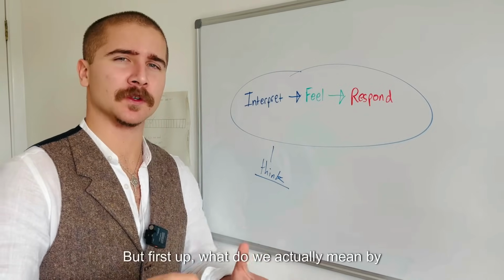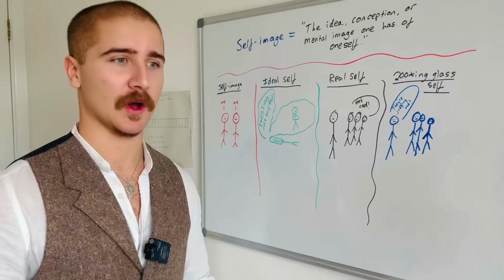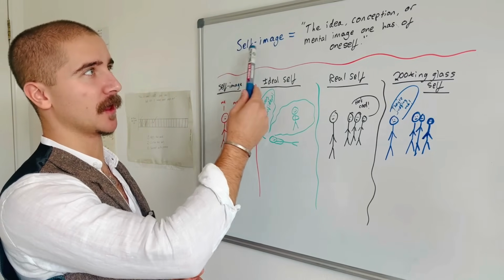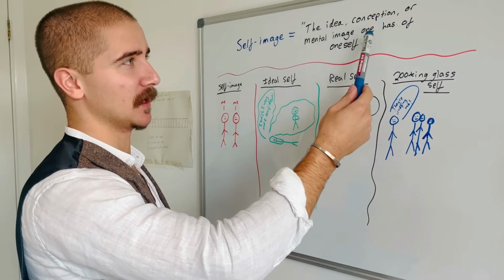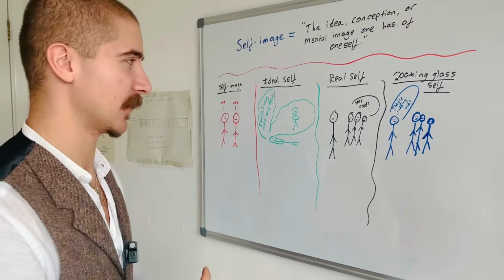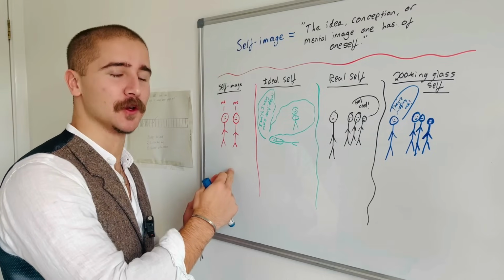But first up, what do we actually mean by subconscious programming? Well, this subconscious programming we're referring to is otherwise known as your self-image, defined as the idea, conception, or mental image one has of oneself. And there are 4 elements to your self-image. Up first, we have your self-image. So this is how you view yourself.